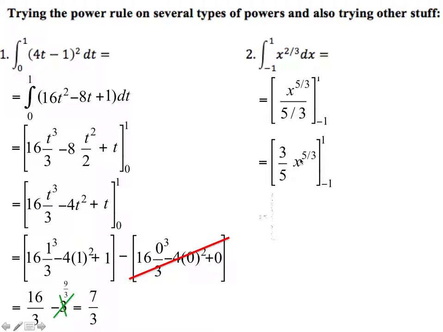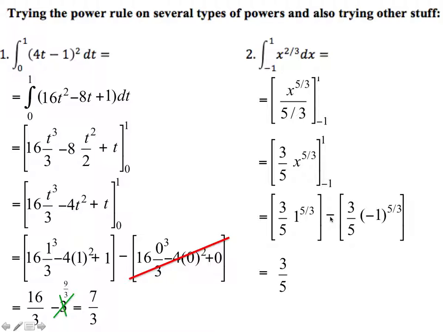So now we're going to substitute 1 in here. And then we're going to subtract the value when we substitute -1 in here. And so 1 to the 5/3 is just 1. So this first set of brackets ends up being 3/5. And we have a minus sign. And then -1 to the 5/3 power is -1, right? The cube root of -1 is -1, and that to the 5th power is -1, times 3/5 is -3/5. So we have 3/5 minus a -3/5. That's the same as adding. So the value of the definite integral here for number 2 is 6/5.